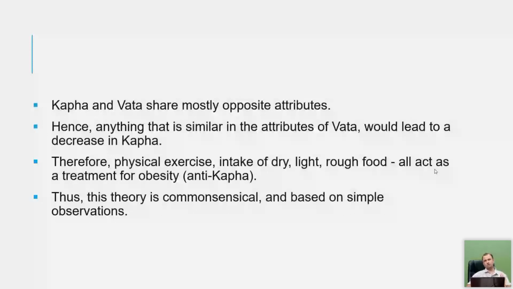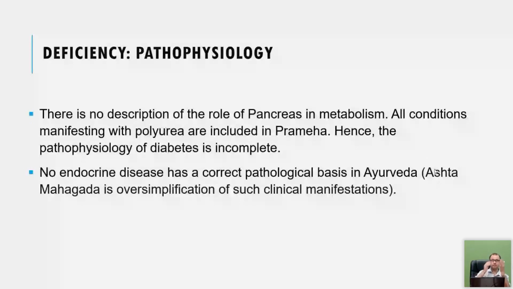This is useful to explain the general understanding of a disease, but complex diseases and the minute details of diseases cannot be explained by Tridosha theory. Similarly, pathophysiology. There is no description of the role of pancreas, for example, in metabolism in Ayurvedic textbooks. All conditions manifesting with polyuria are included in Prameha. It was logical, quite logical, for them. Hence, the pathophysiology of diabetes is incomplete. Without understanding the physiology and pathology of metabolism and the role of pancreas, the understanding of Prameha becomes incomplete.